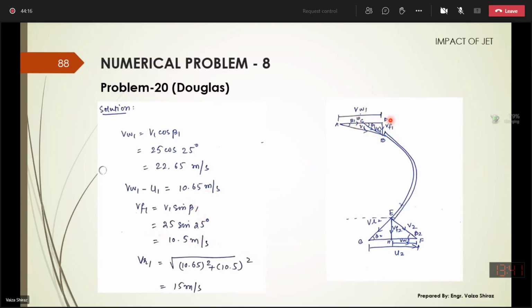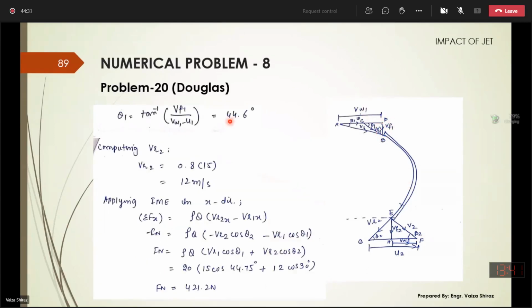And what is the CF1? It is the vertical component of the C. It is the V1 sine of beta 1. You find V1. That is the resultant of these two vectors. It is 15 meter per second. Find beta 1 by the tangent inverse of these two components. It is 44.6 degrees.